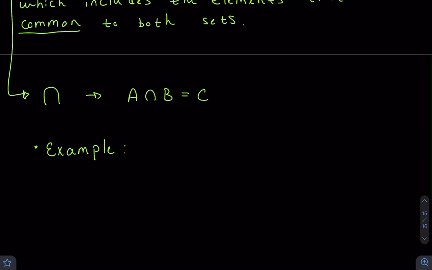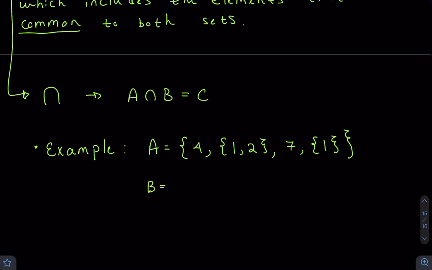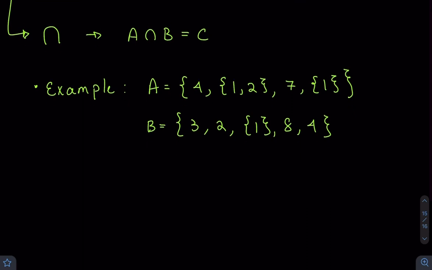Maybe three examples. If I had a set A that contained the objects for the set containing these numbers, 7, and maybe another set that contained the number 1, and I had a set B that contained 3, 2, 1, and 8. Let's add one more object, 4. Then the intersection between A and B is going to be a new set C, which is a set that contains all the elements that are common to both A and B.